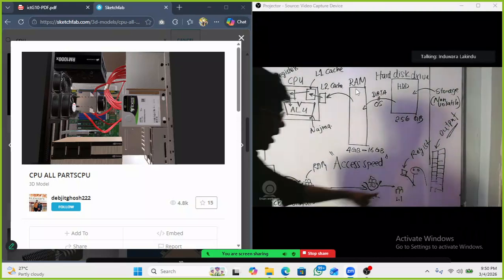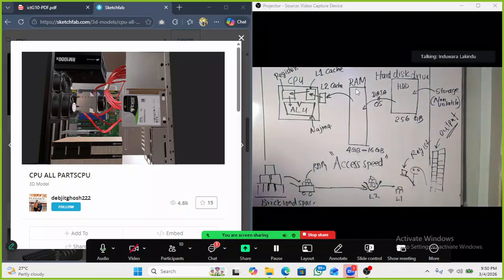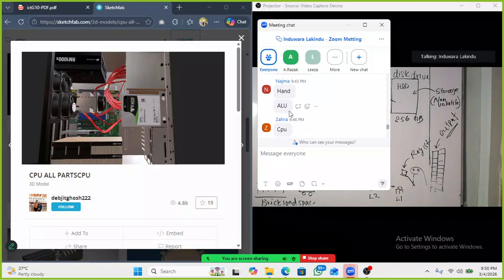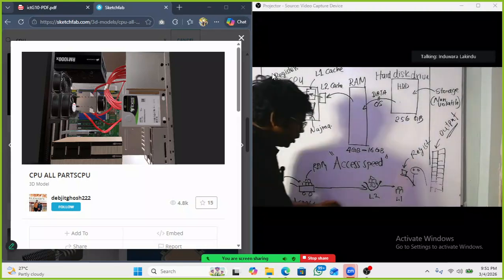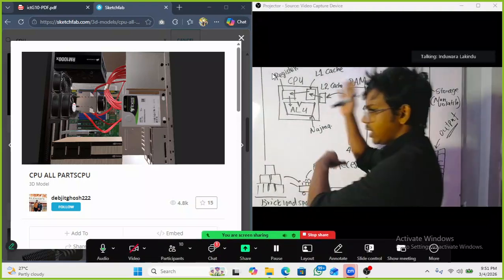Najma's hand. In the computer architecture, which one has the smallest capacity? Again registers. Understood there? Is it clear? Right. Is this part clear now? Let me know. If it is 100% clear, let me know. This entire thing that I have drawn.